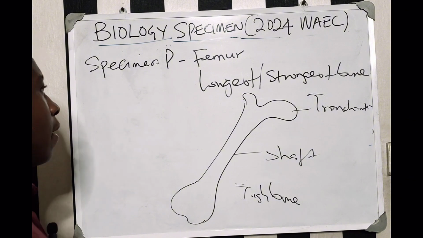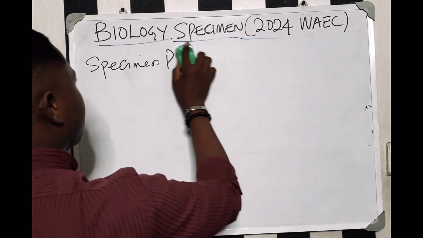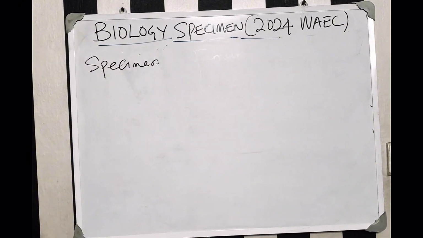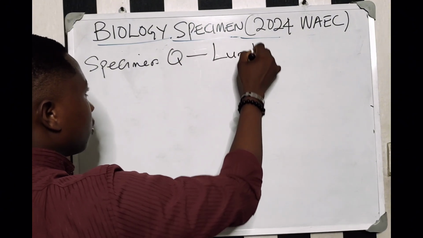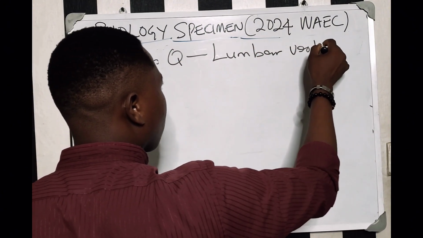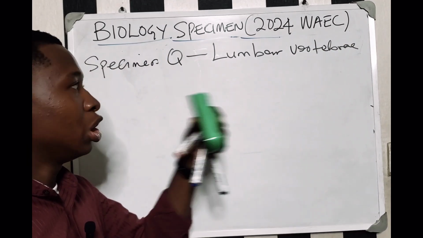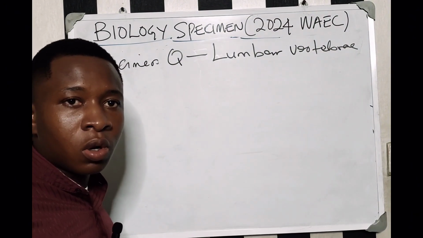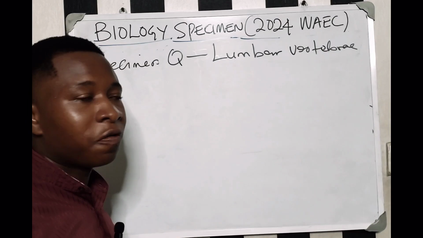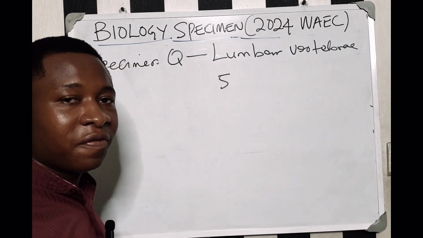Now let's look at another specimen, which is specimen Q. Specimen Q is the lumbar vertebrae. Obviously you should learn to draw the lumbar vertebrae. The lumbar vertebrae is found in the lumbar or abdominal region of the vertebrae. There are 5 in number.